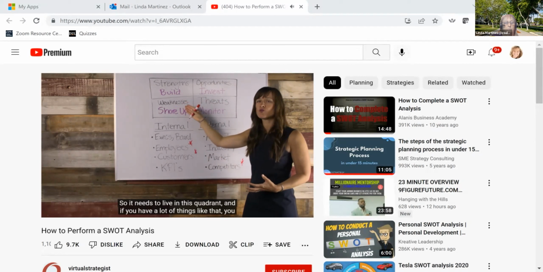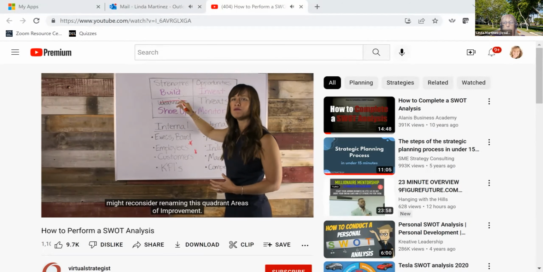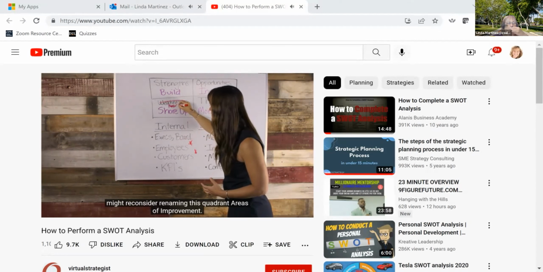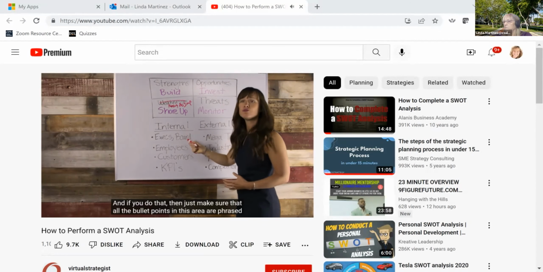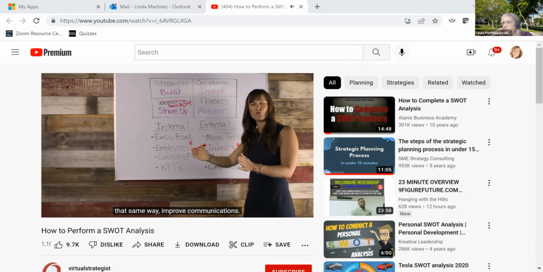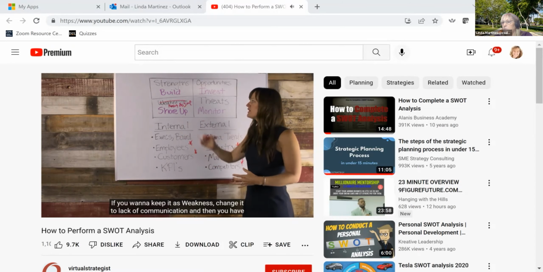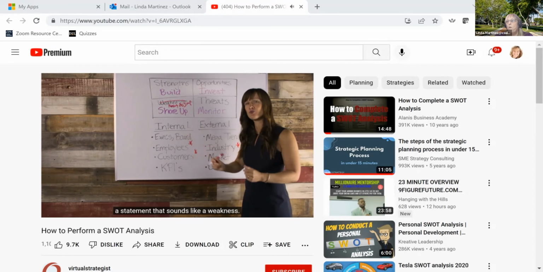So it needs to live in this quadrant, and if you have a lot of things like that, you might consider renaming this quadrant areas of improvement. And if you do that, then just make sure that all the bullet points in this area are phrased that same way: improve communications. If you want to keep it as weakness, change it to lack of communication, and then you have a statement that sounds like a weakness.